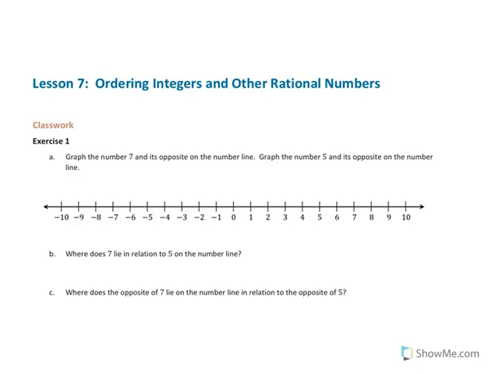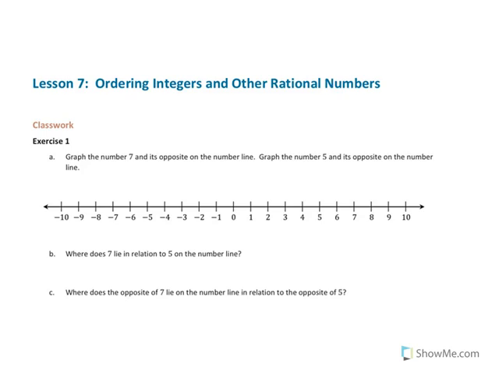This is Module 3, Lesson 7 for Eureka Grade 6, Ordering Integers and Other Rational Numbers. I want to start by reminding you that integers would be positive or negative whole numbers, and rational numbers would be positive or negative whole numbers, fractions, decimals, etc. Okay, let's start with Exercise 1.